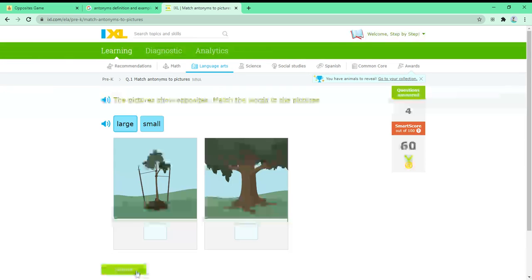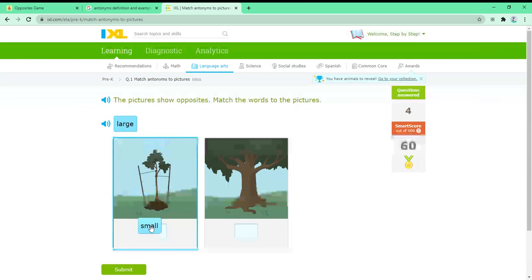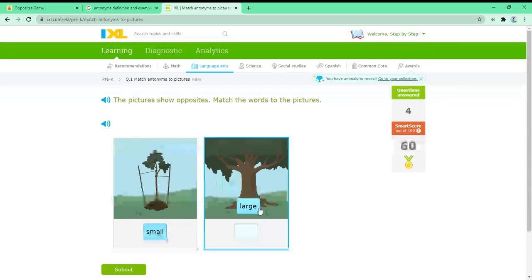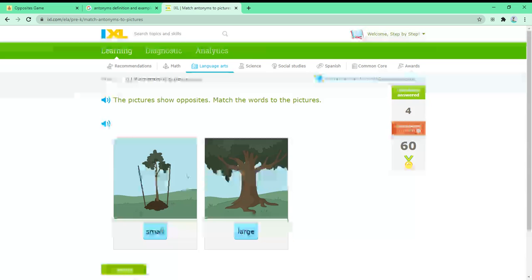Okay, so it says the pictures show opposites. Match the words to the pictures. Let's hear the words. Large, small. So the first one, we know it looks so tiny, and so it's small. The second one, you can really see it, which makes it tall, and it's very big. So the opposite of small is large, and the opposite of large is small.